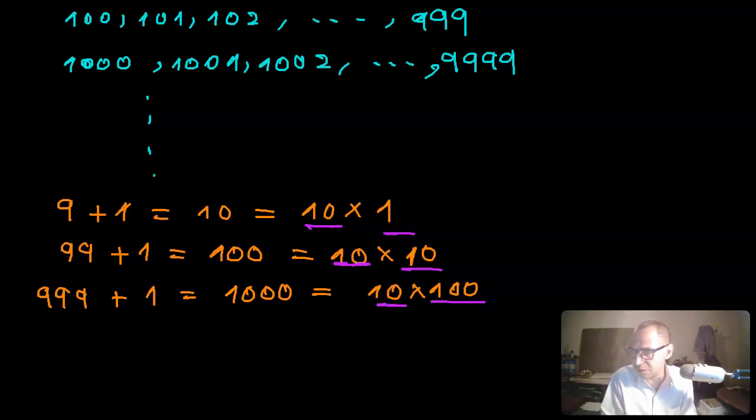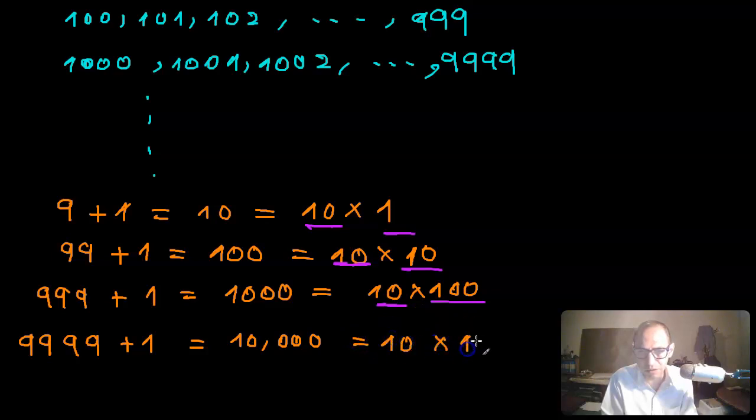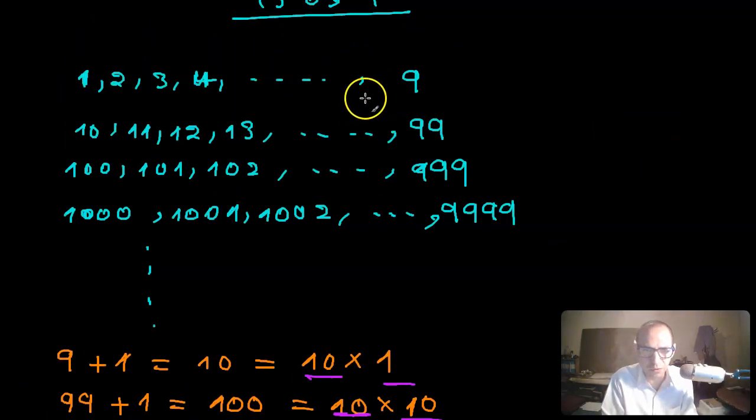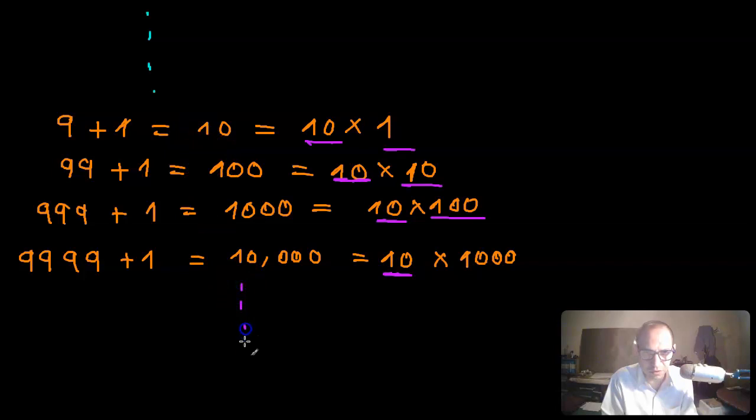And then 9999 plus a 1 is 10,000, which is the same thing as 10 times 1,000. And again, you can see the 10, 10, 10, 10, and then 1, 10, 100, and 1,000. So essentially, 1 times a 10 is a 10, 10 times a 10 is 100, 100 times a 10 is 1,000, and so on and so forth. And if you just keep looking at the pattern that you see here, you can just keep writing all of this over and over again. So this is called the pattern.